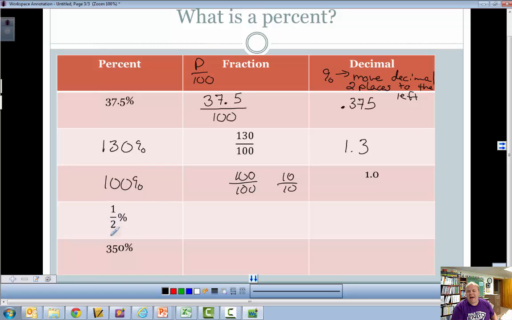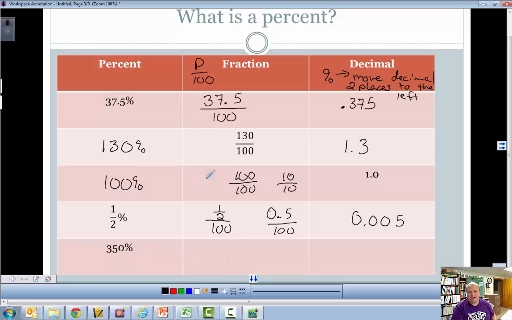Now, I have a half of a percent. I can just make that a complex fraction, 1/2 over 100. If I write it as a decimal like I did with the top one, I could write 1/2 as 0.5 over 100. And so that would make it 0.005.